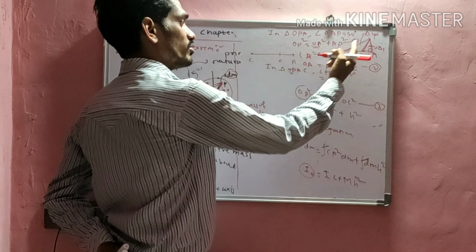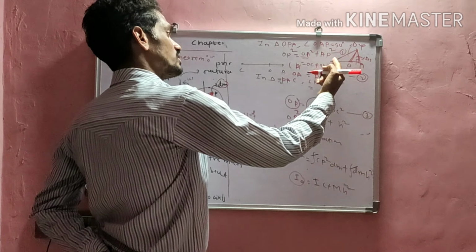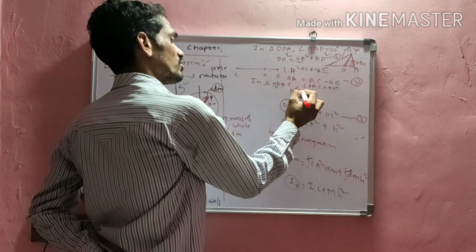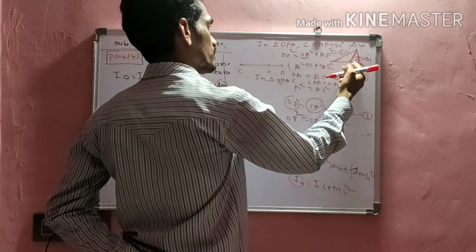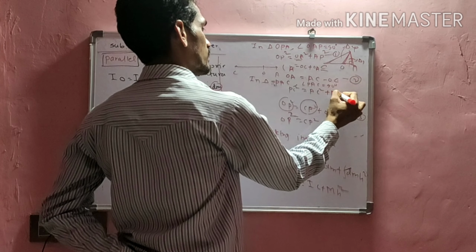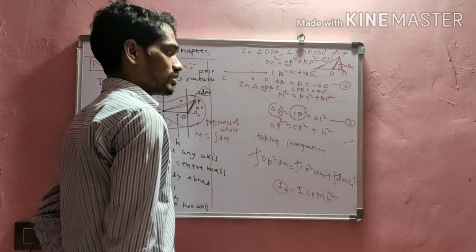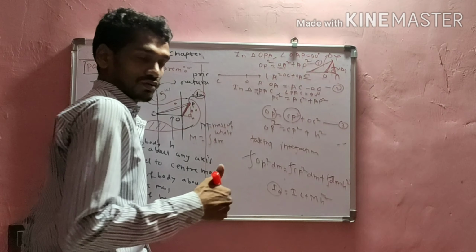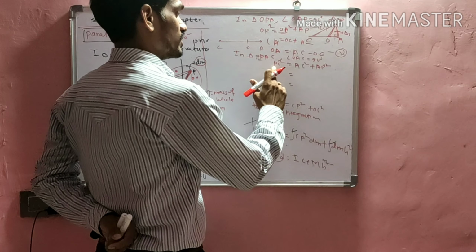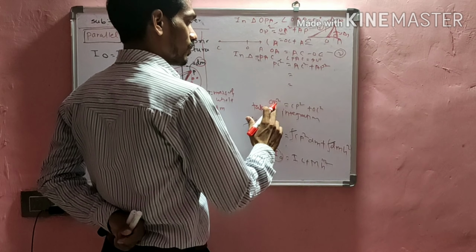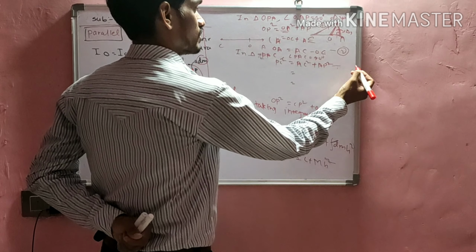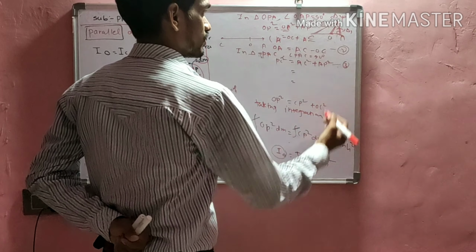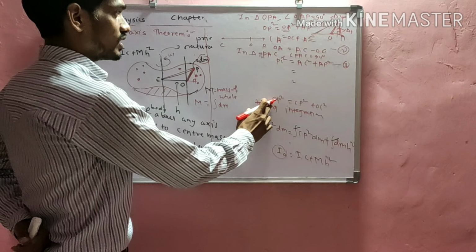For triangle PAC, angle A is 90 degrees. So PC square is equal to AC square plus AP square. So students, we end up with AP square is equal to CP square minus AC square. Give this equation number third. So we get the OP square.